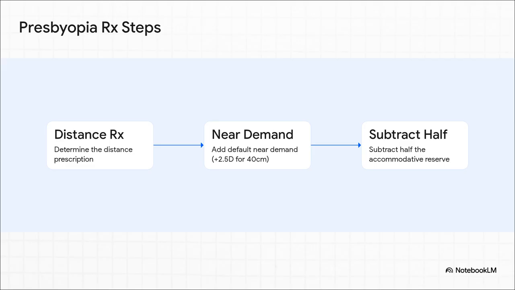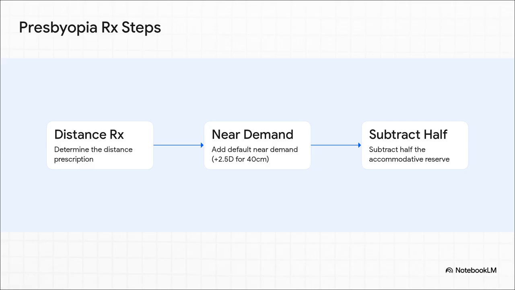Now, standard optics assumes a 40 centimeter reading distance, which requires a plus 2.5 diopter add. Step 3, subtract exactly half the patient's accommodative reserve. Now, why just half? Because clinically, if a patient uses more than half their reserve, that ciliary muscle is going to fatigue and they'll get massive asthenopia.